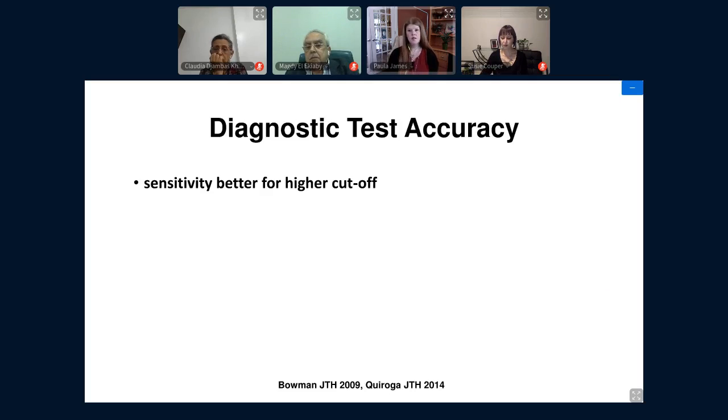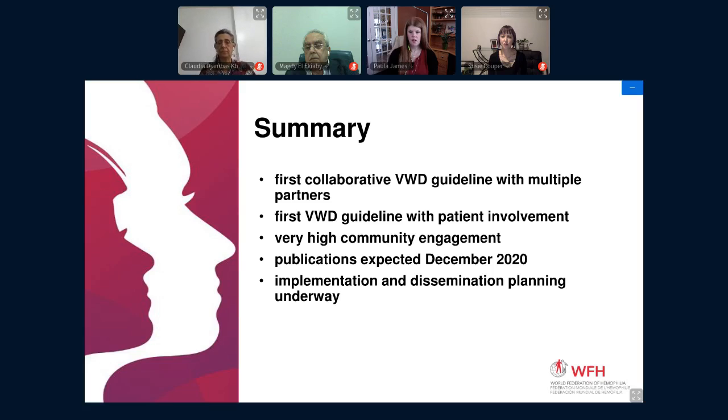And then the last consideration was those papers that looked prospectively at diagnostic test accuracy. We caught more patients. The sensitivity was better if we had a higher cutoff. So hopefully that gave you just a little bit of a window into the amount of thought and consideration that went into generating each of the recommendations. The process looked like that, with that kind of detailed review of the evidence.